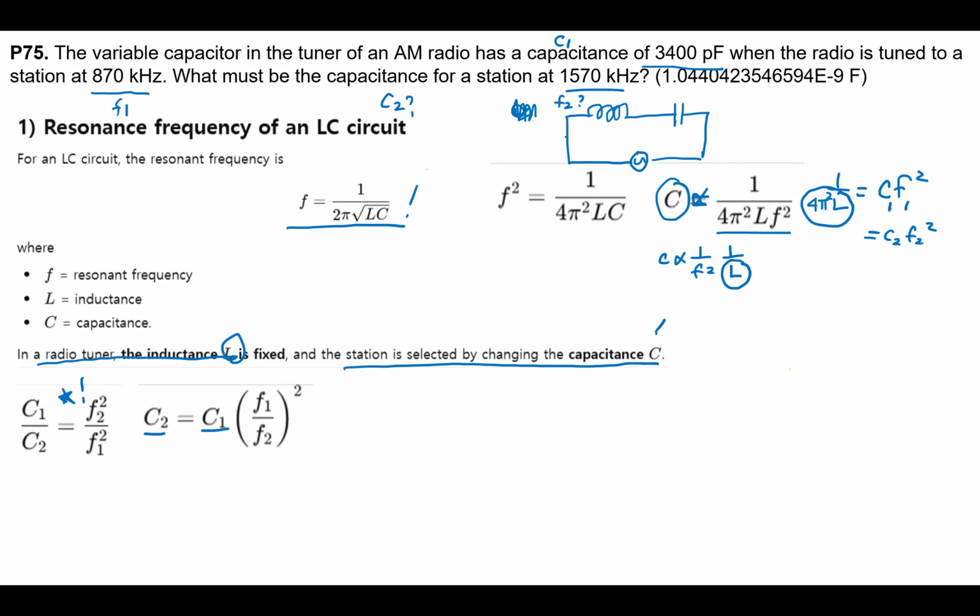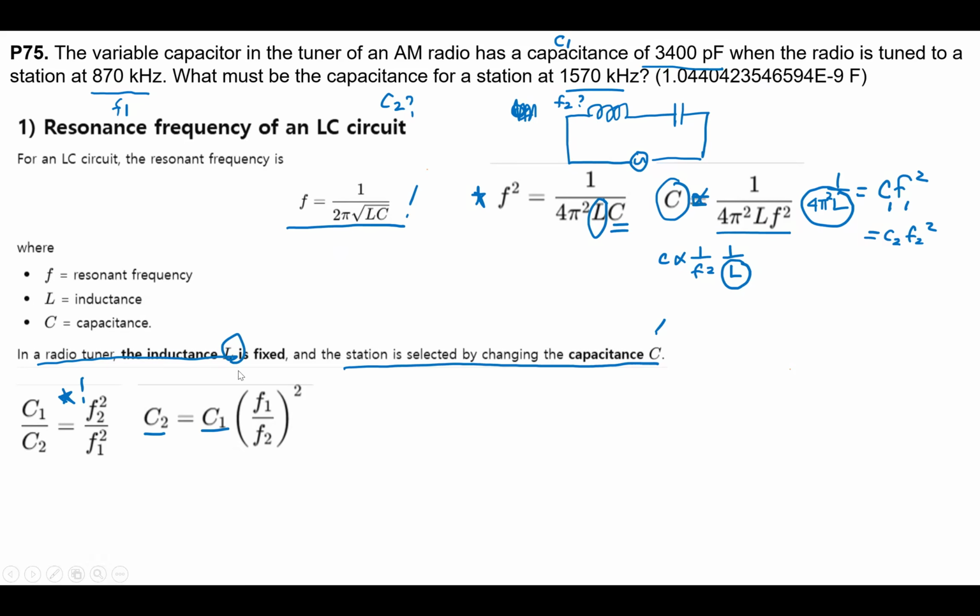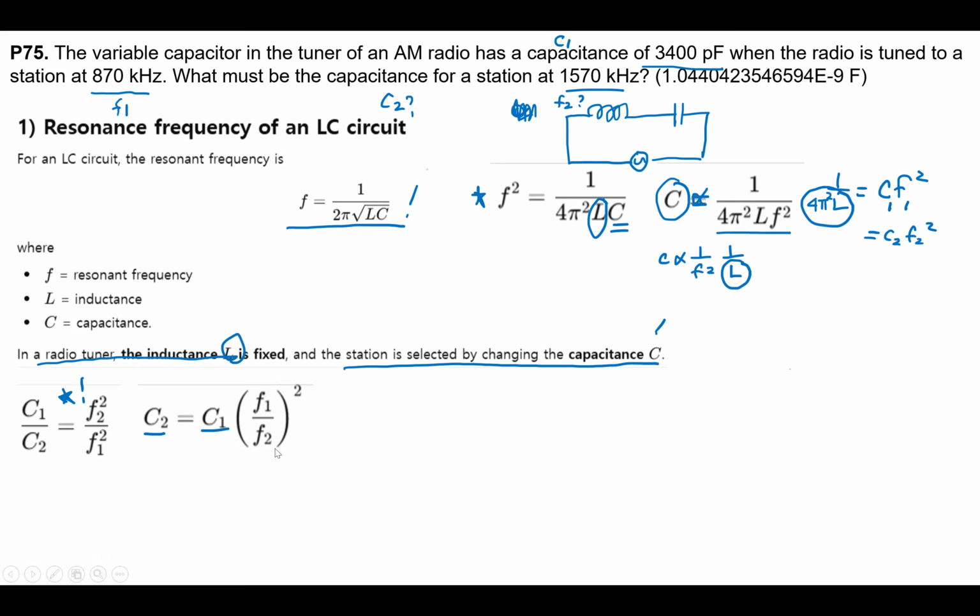So this is the absolute starting point. You need to know which one is fixed and which one is variable. In this case, L is fixed, and C can be variable, so you get this relationship. Note that F1 is known, F2 is known, and C1 is known, then you can find out C2.